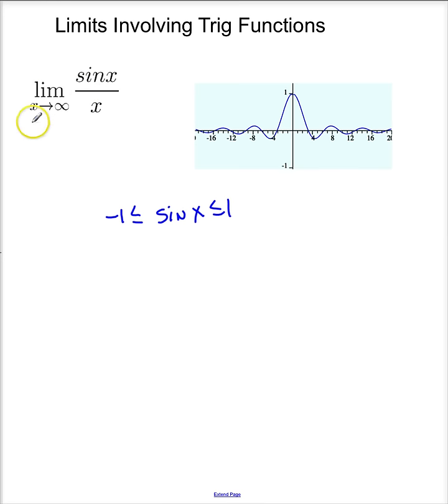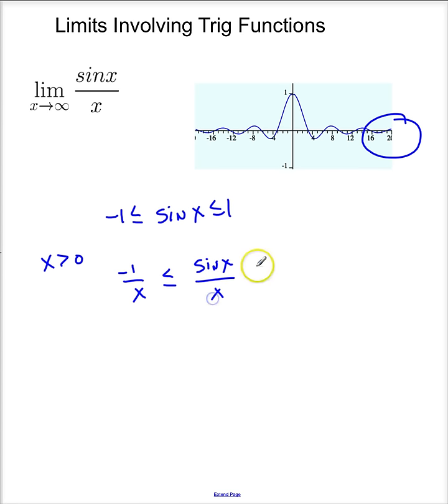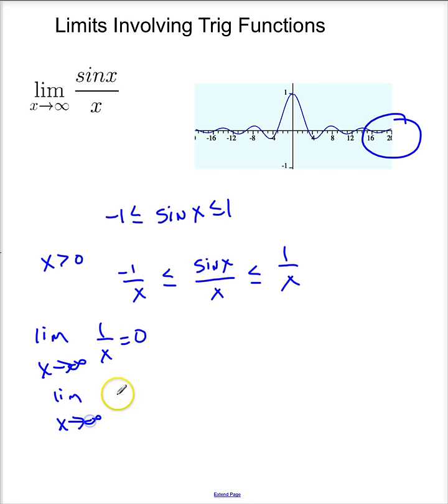Now, for x going to positive infinity, that's the limit we're looking at, so I know x is positive. So I'm now going to divide this whole thing through by x. So -1 over x is less than or equal to sine of x over x, and that's less than or equal to 1 over x. Now I know the limit as x approaches infinity of 1 over x is 0, and the limit as x approaches infinity of -1 over x is also 0.